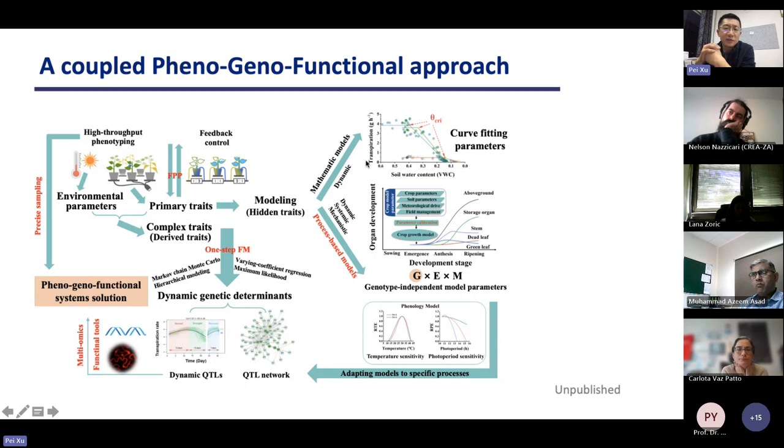By using mathematical models or process-based models, the primary traits data can be derived into more complex, advanced physiological data. And then, combining the physiological data and the genotypic data, we will be able to determine the dynamic QTLs, which means quantitative trait loci, or even genes underlying the complex plant trait. By using multi-omics and functional tools, we can finally validate those QTLs or the causal genes. So this is unpublished material currently under review.